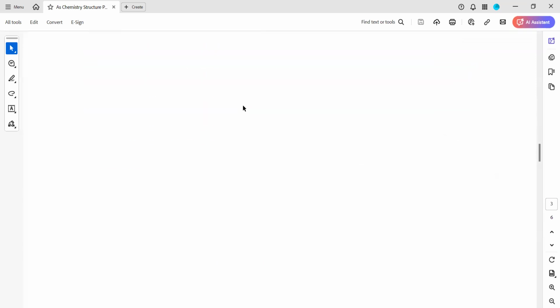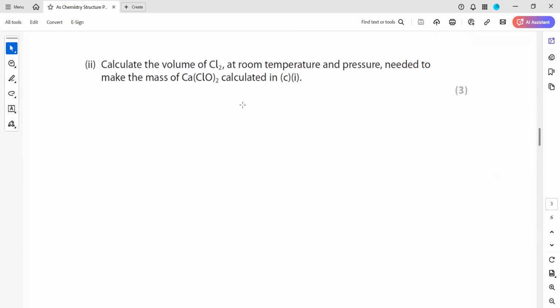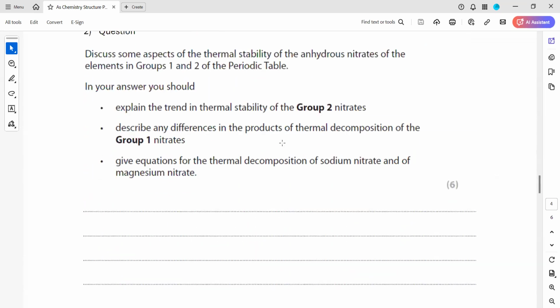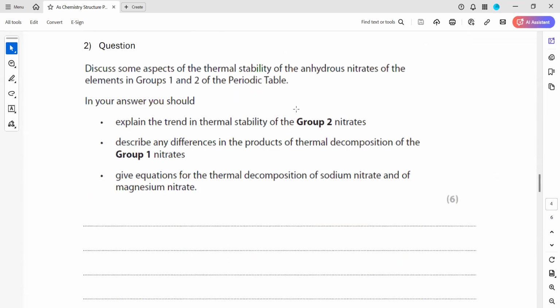Any doubt in C2? No doubt? Okay. Question 2, any doubt? Discuss some aspects of the thermal stability of anhydrous nitrates of elements in group 1 and 2.